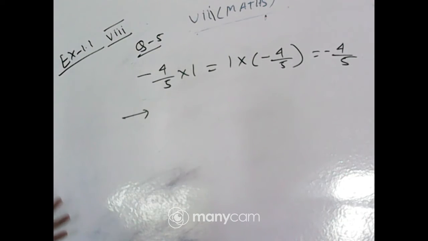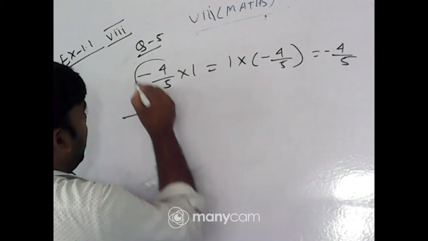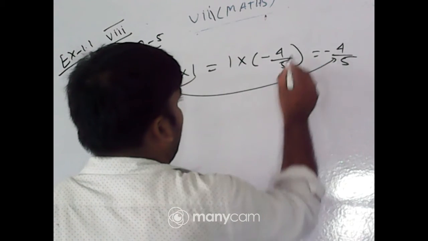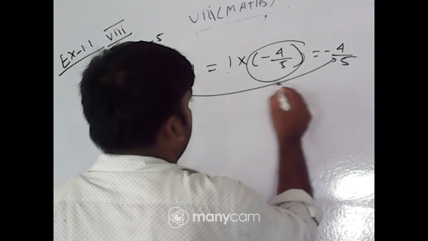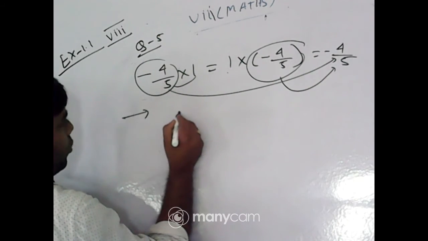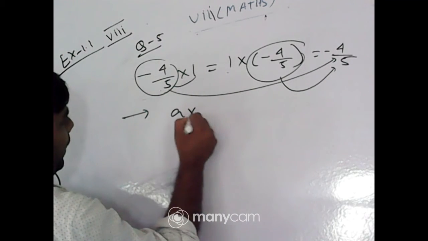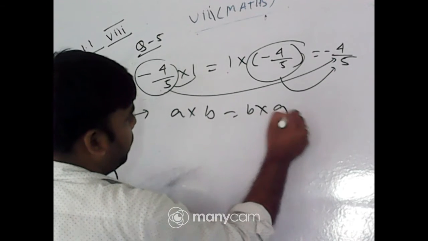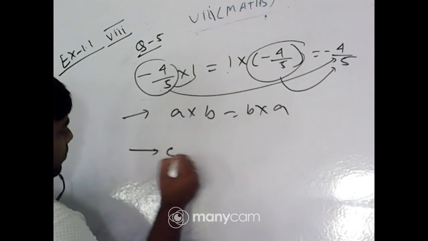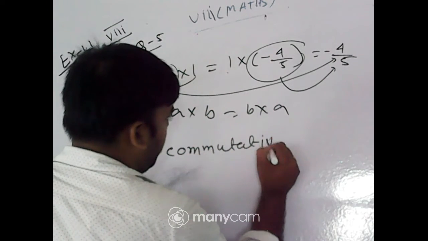So it is very much easy. If you say that this number product with 1, it is getting 4 by 5, and here also after multiplying it is the same. So you can say commutative is used here. And another thing, a into b equal to b into a. So it is commutative property.